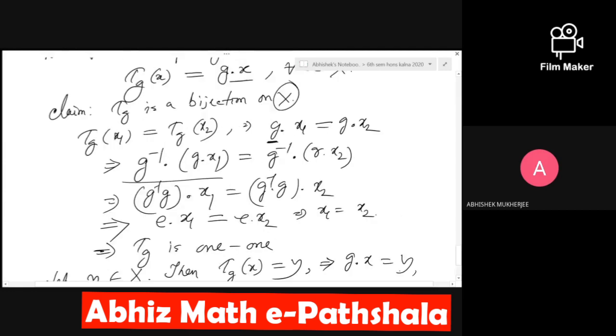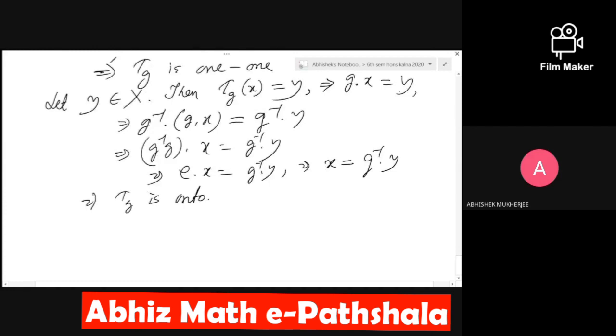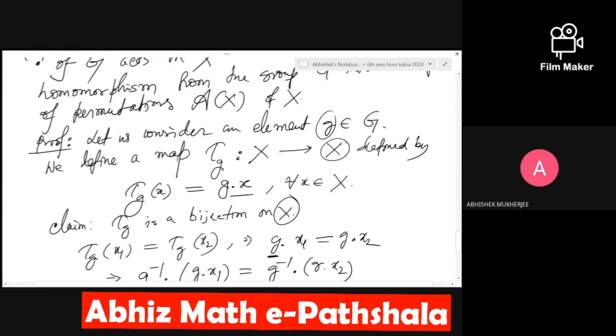So thus we have shown that the map we have defined on X is a bijection. So since it is a bijection on X onto itself, tau G is a permutation. Hence tau G is a permutation defined on X. So this says that consider any element of the group G, you can define a tau G. So each element of G will give you a permutation on X.